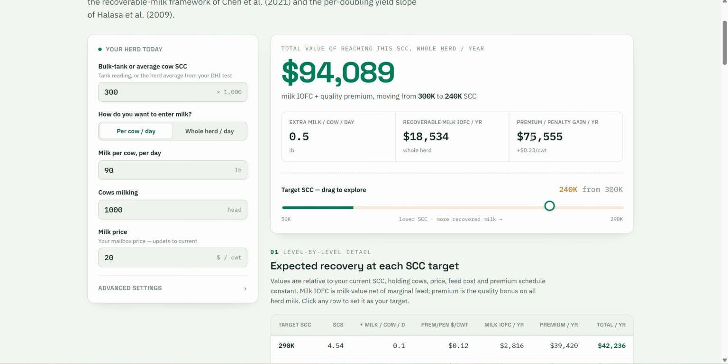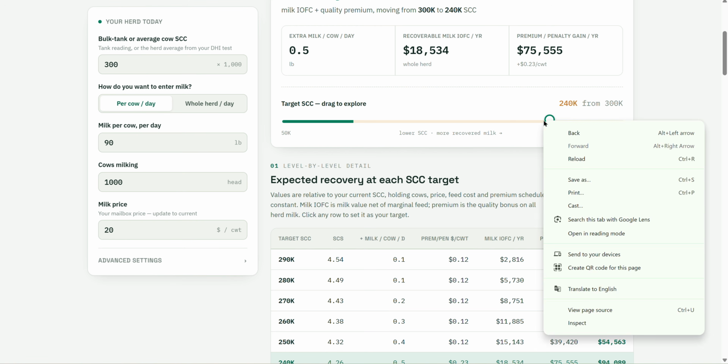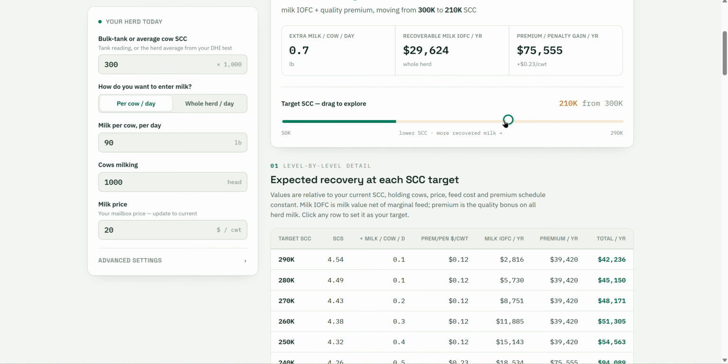Premium or penalty gain per year is the change in the milk quality payment, which applies to all herd milk, not just the milk you recover. Below these is the target SCC slider. Dragging it left lowers the target and increases the recovered milk. The slider runs down to 50,000. All 3 figures and the total update as you drag.